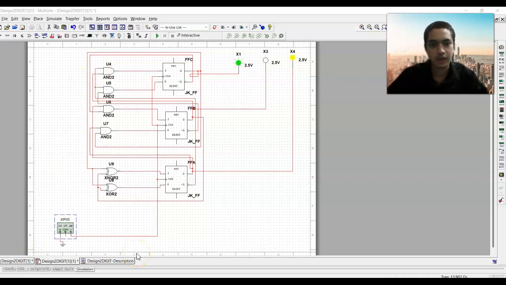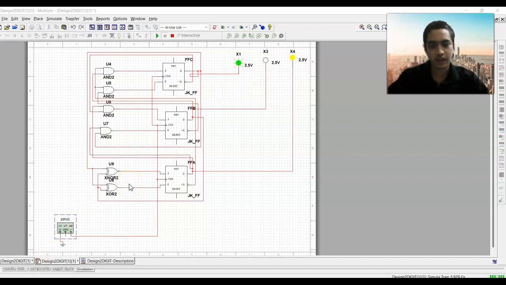For our group, the starting bit is 101. So the output will be shown by the LED probes over here, the X1, X3, and X4. When the LED probe lights up, it represents 1, and when the LED probe goes off, it represents 0.